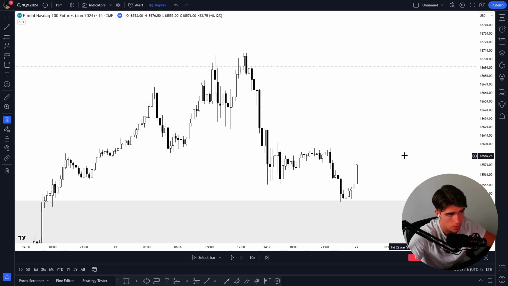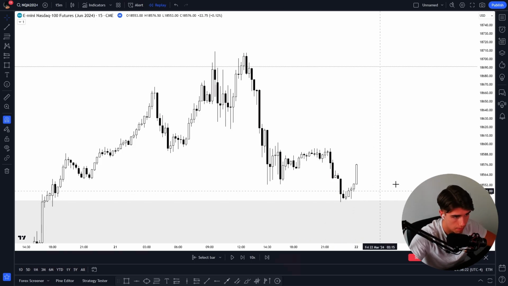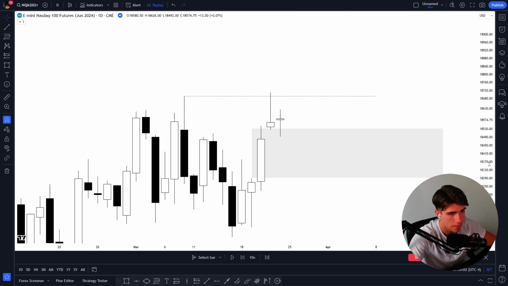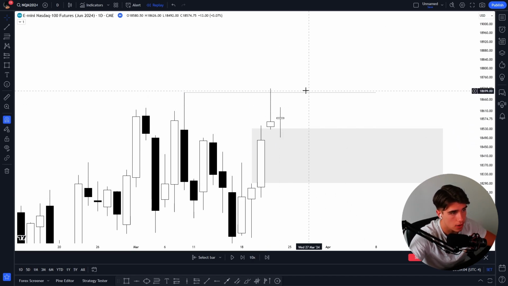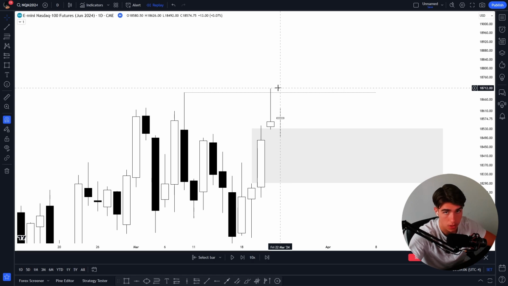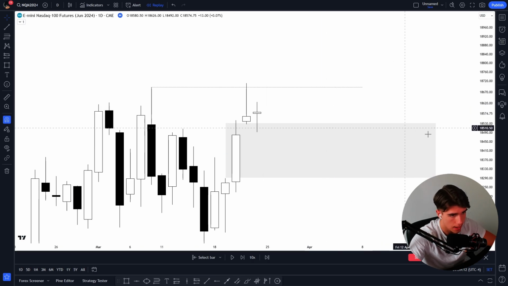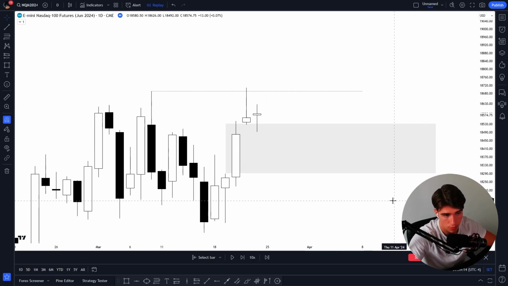So all I had to do was look for some sort of entry model within here to send me down to that internal range liquidity, or that daily gap. Now that we have hit the internal range liquidity, which is going to be this daily gap, we can expect a pullback up to external range liquidity, because again, that's how the market moves from external to internal to external. If that does not happen, that implies a reversal.